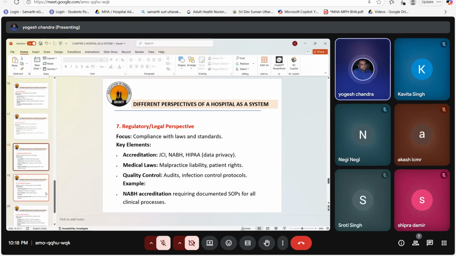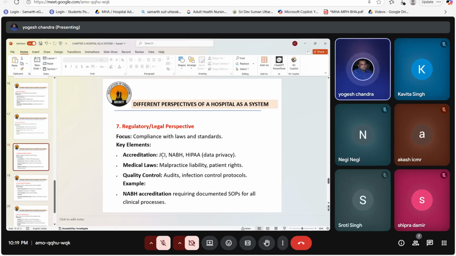Okay. Then we talk about this regulatory perspective also. A lot of accreditation agencies are there. You know this JCI, NABH. HIPAA is still not that prevalent in India. This basically deals with data privacy in the USA and all that. But again, in India they are also drafting their data privacy rules and all that kind of thing.